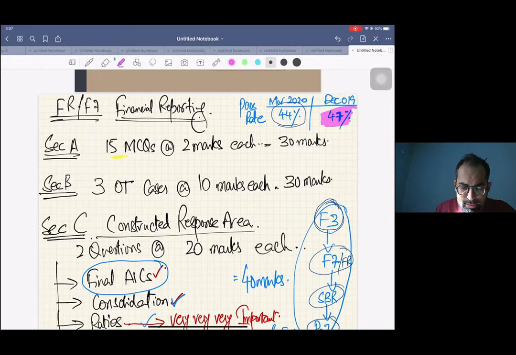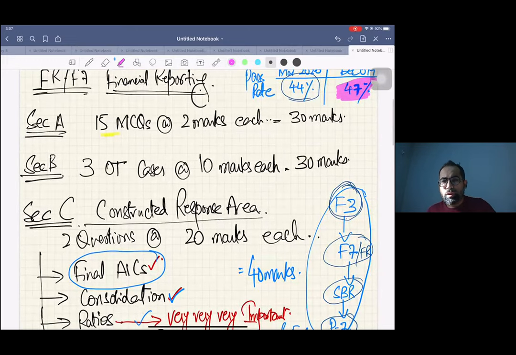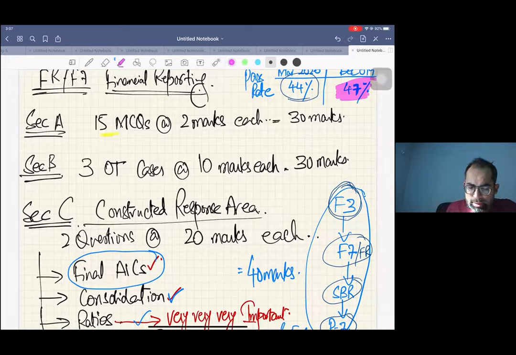Now the question is, what's the paper format? The paper format is: section A, total 100 marks, and there are three sections.